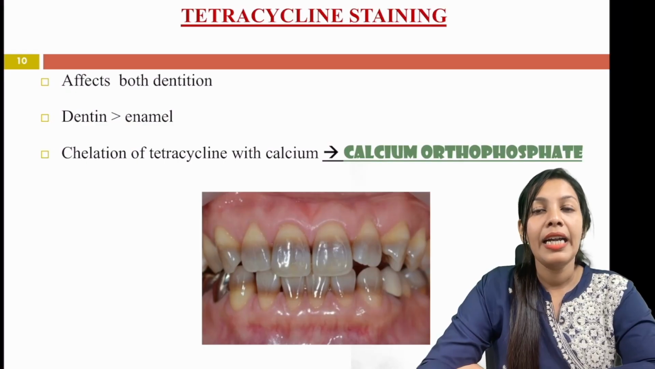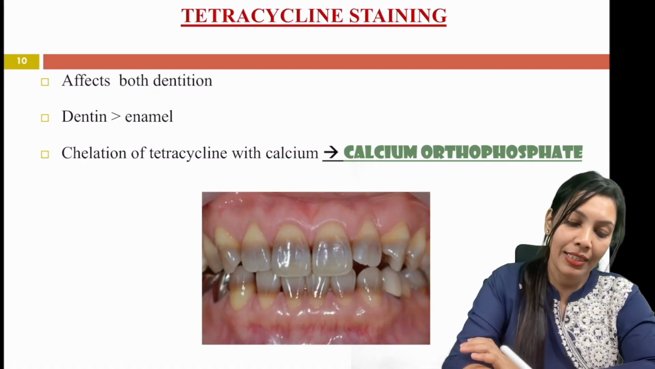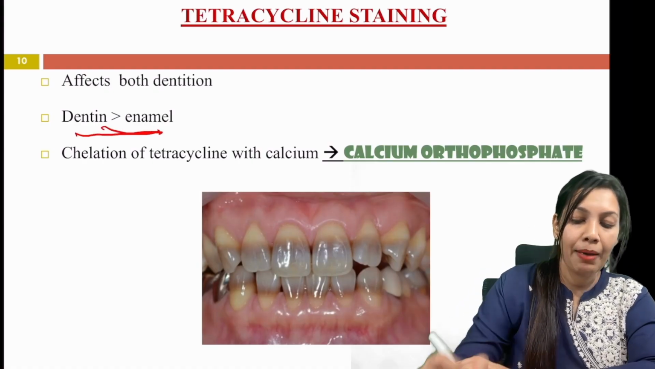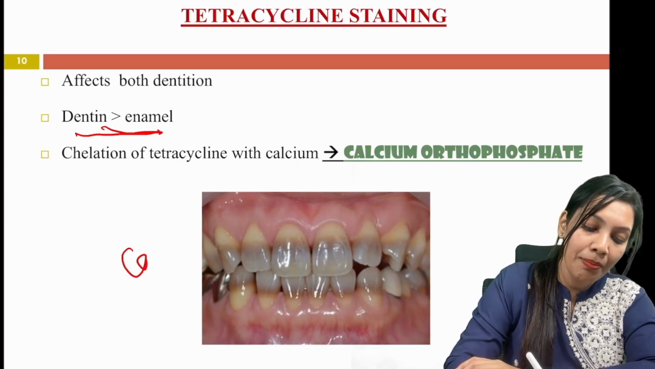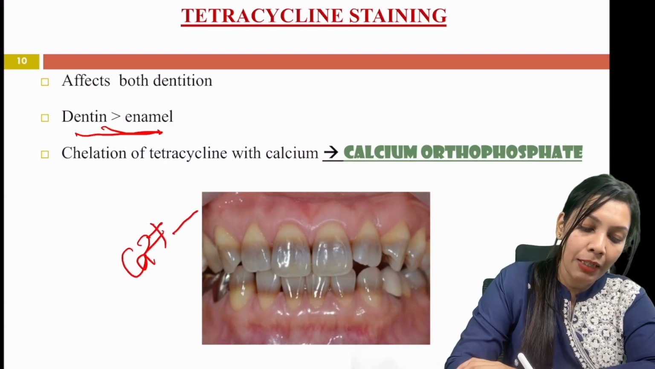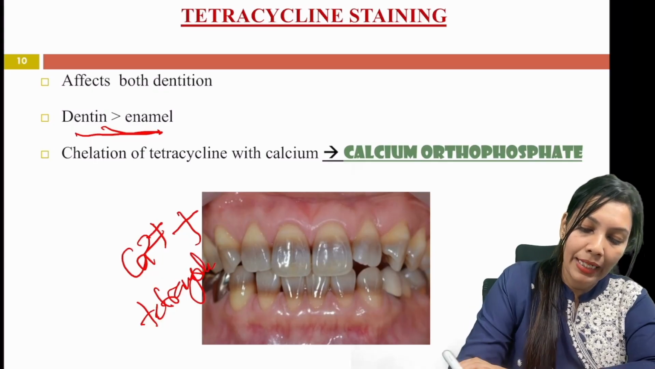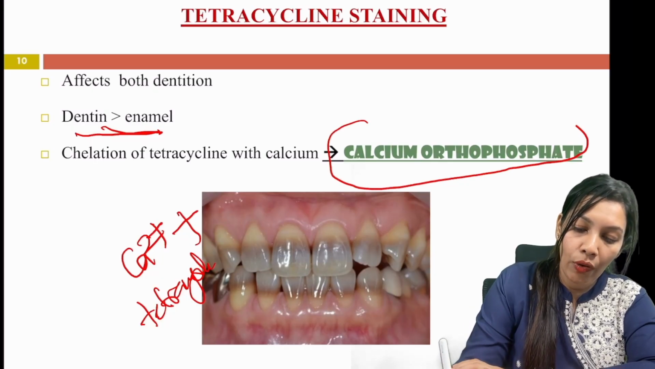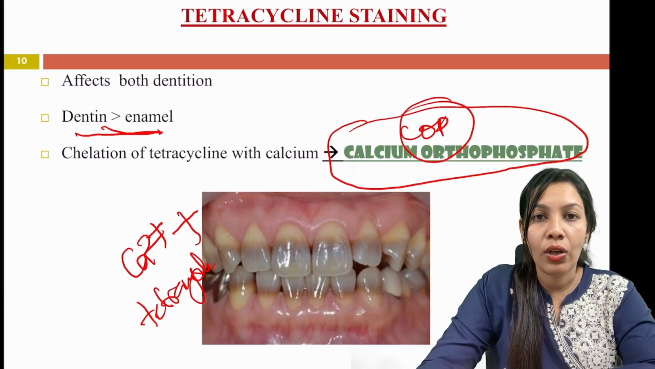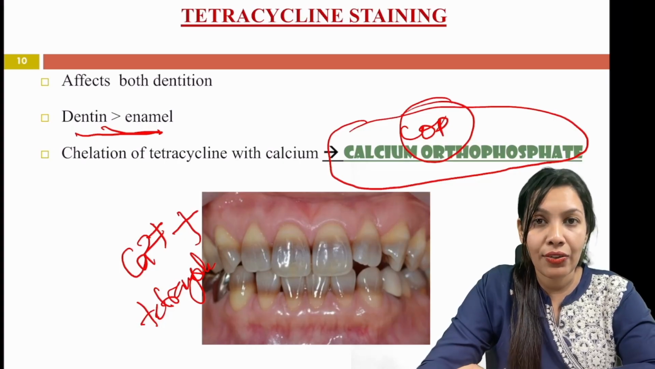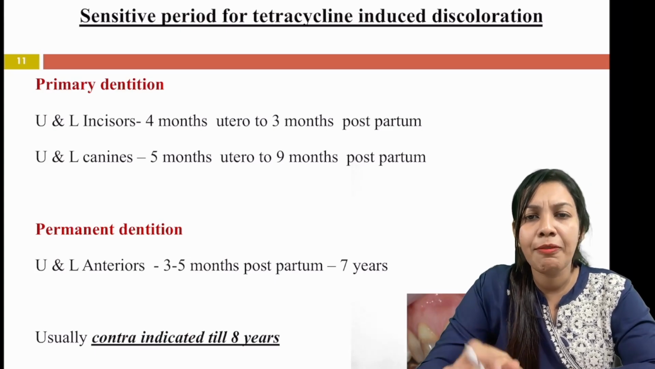Tetracycline staining is actually seen in both dentitions. The dentine is more affected when compared to the enamel. So what happens? The chelation of the calcium in the tooth takes place along with the tetracycline, forming a newer material, calcium orthophosphate. This is the component that is deposited, which causes the staining of the tooth. Very important: which is a sensitive period for tetracycline?